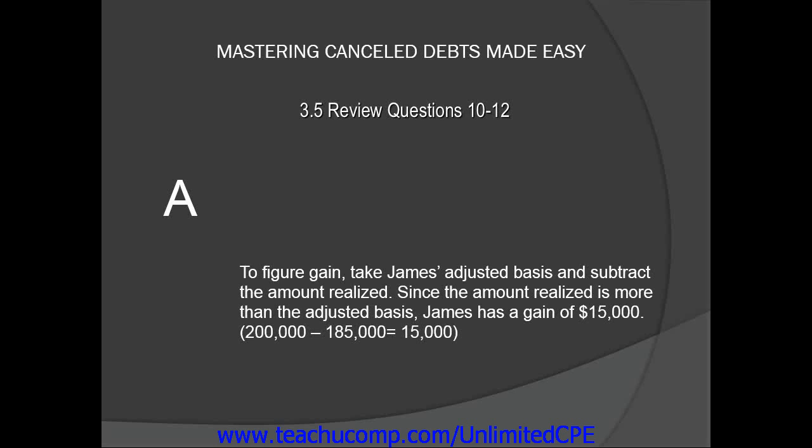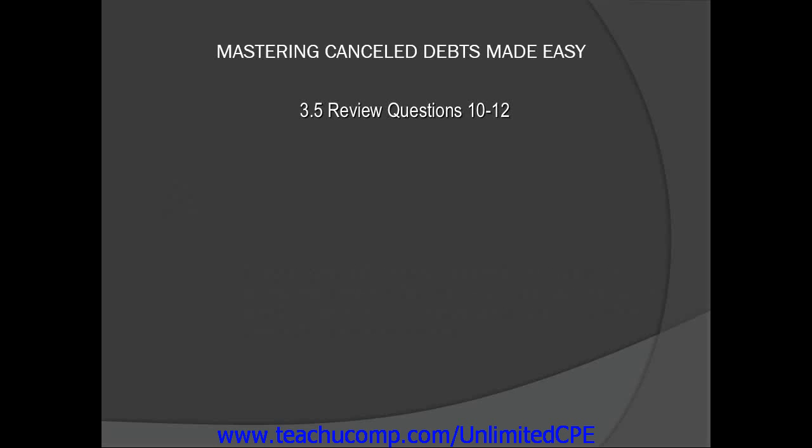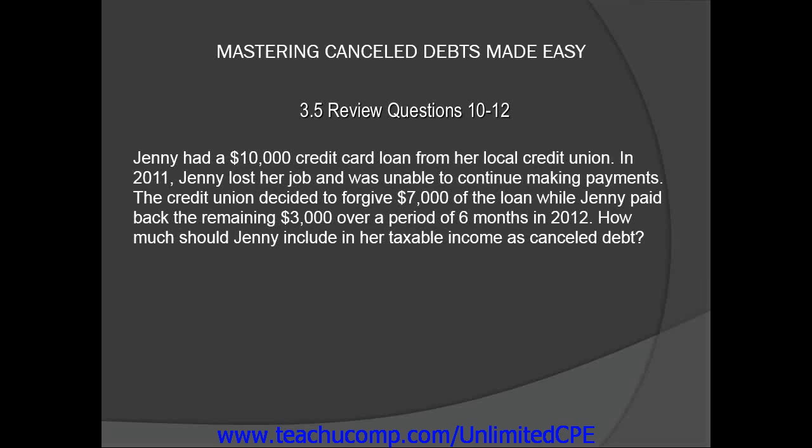Now let's take a look at review question number 11. Jenny had a $10,000 credit card loan from her local credit union. In 2011, Jenny lost her job and was unable to continue making payments. The credit union decided to forgive $7,000 of the loan, while Jenny paid back the remaining $3,000 over a period of 6 months in 2012.